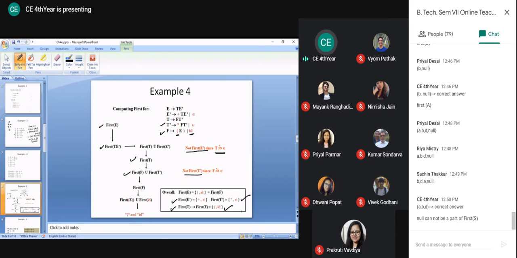But we do not have to consider first of T dash because F does not produce null. So it is only first of F. And first of F will give us first of within parenthesis E union first of ID. So now this will give us opening parenthesis and ID. So I think now this is a very interesting example. This will help you to understand the concept of first with sufficient detail.